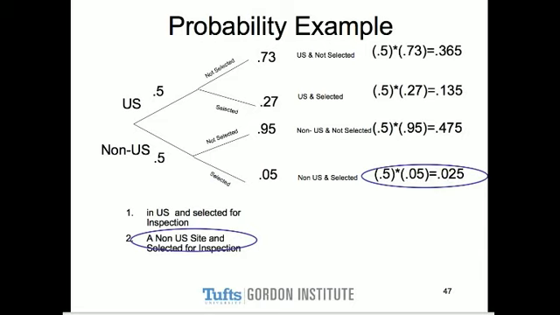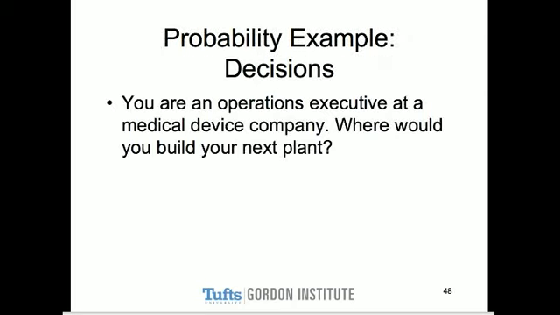So this is just another example about how we can create the probability decision tree to assist us in analyzing data and making decisions from it. And the question that we asked in this case was, if you remember from class, you're an operations executive at a medical device company. Where would you build your next plant? Okay?